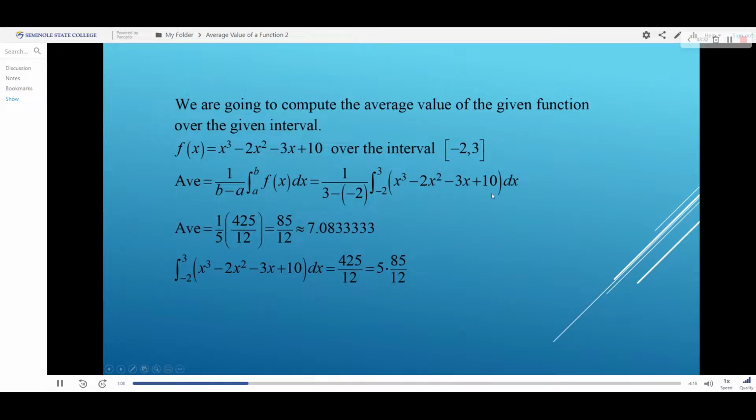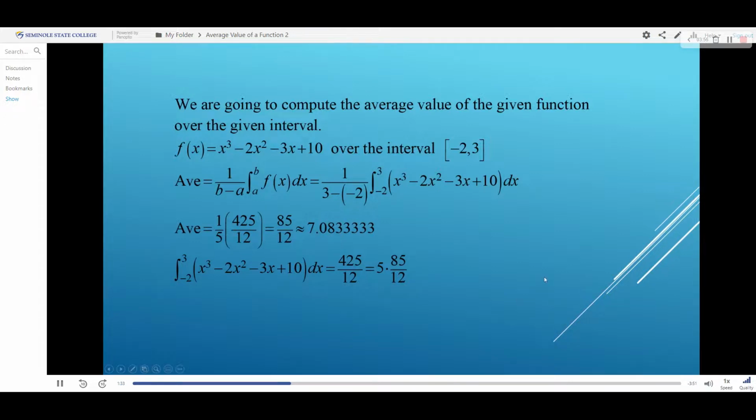Well, this integral here evaluates to 425 divided by 12. 3 minus the -2 is 5, so the average value of this function is 1/5 the value of the integral, which is exactly 85 divided by 12, or about a little over 7.08.